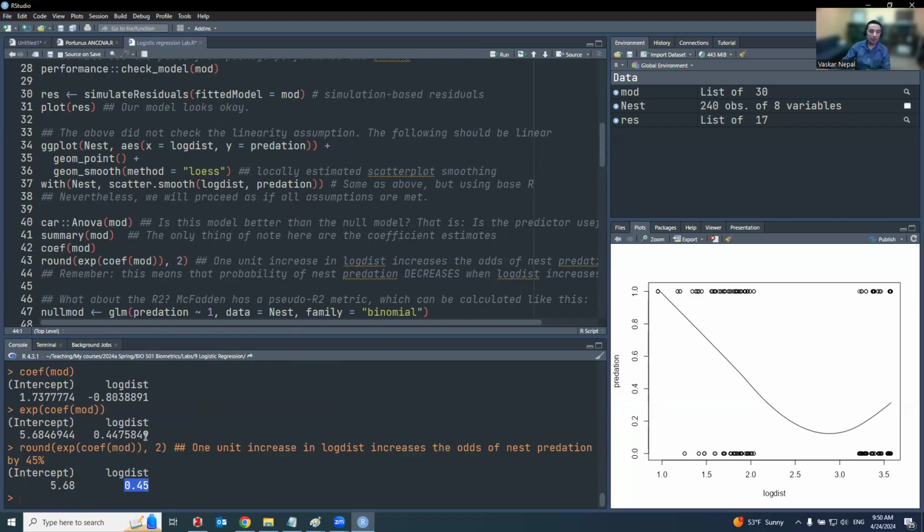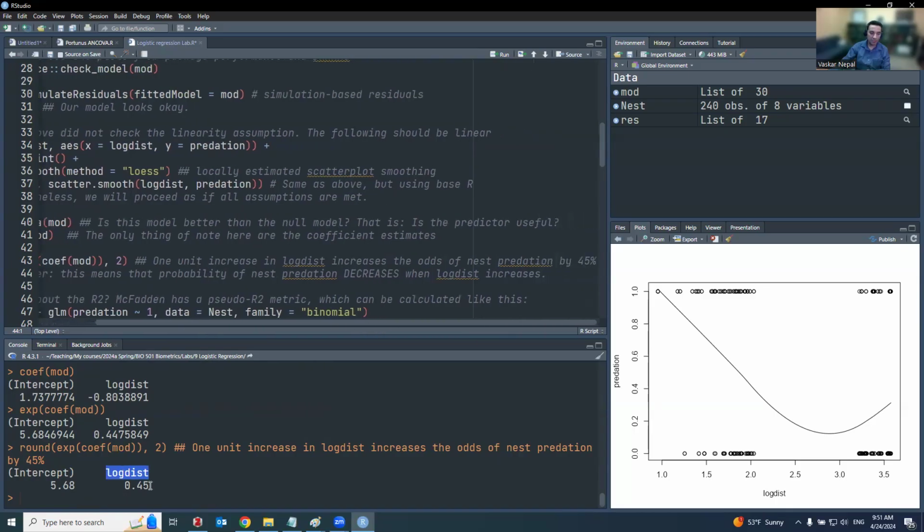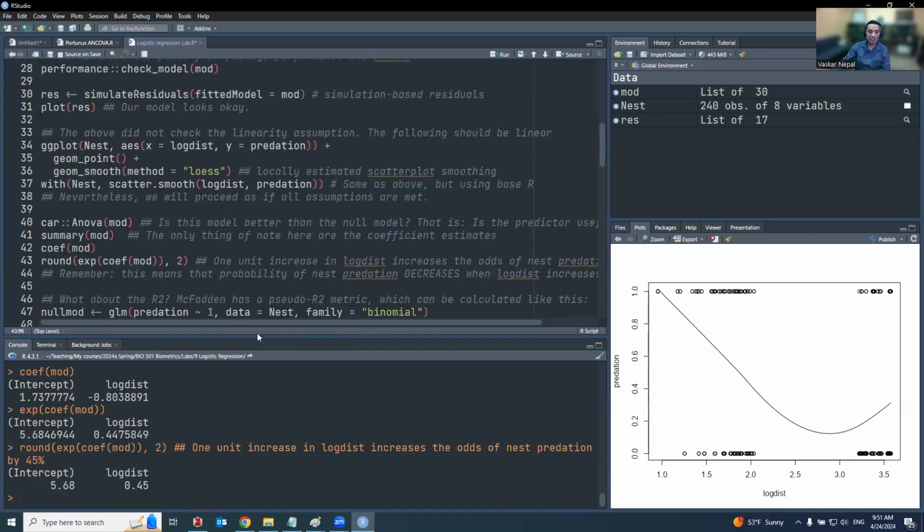And how do we interpret that? Most importantly is the slope part, the odds part. So let's interpret that. This means that just as in linear regression, when log dist increases by 1 unit, the odds of predation, because this is looking at odds, change by a factor of 0.45, or 45%. So the odds change to 45% of what they were, but what does that mean? That actually means that the probability itself decreases because it is less than 1.